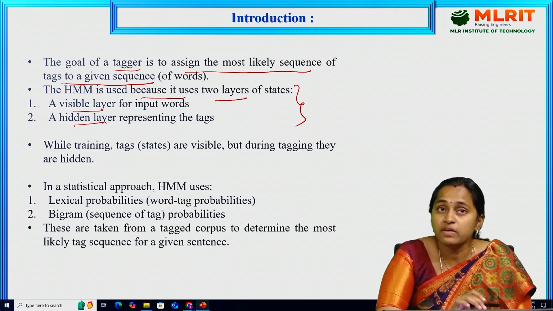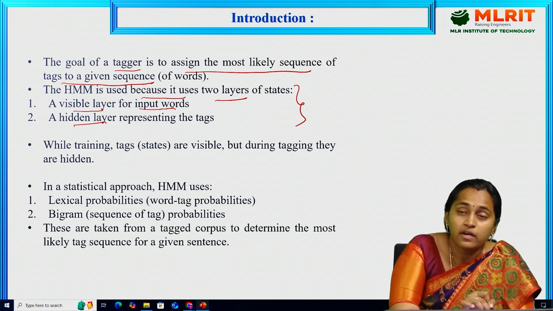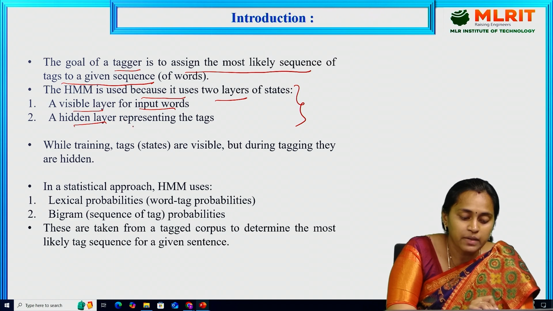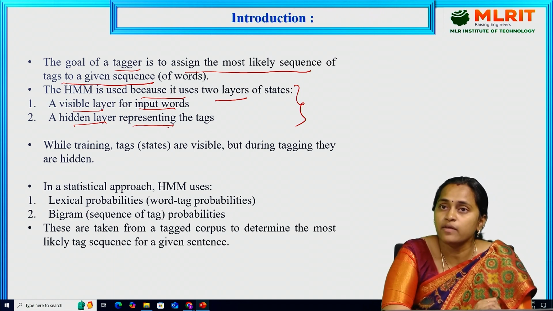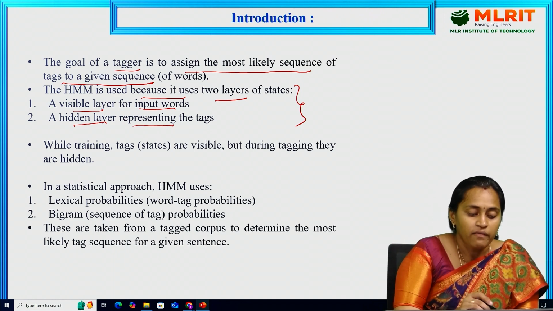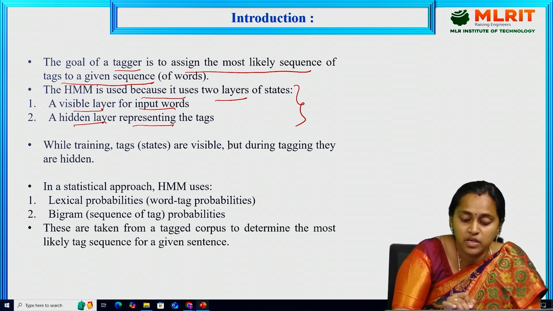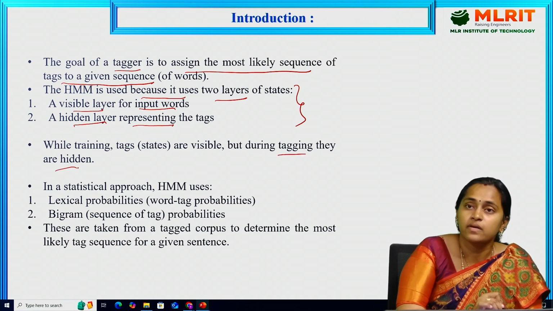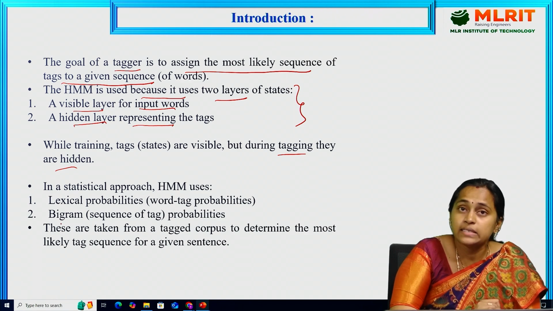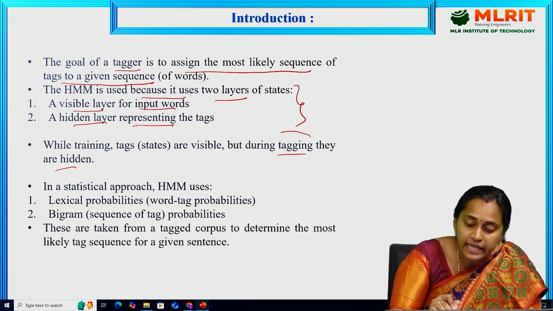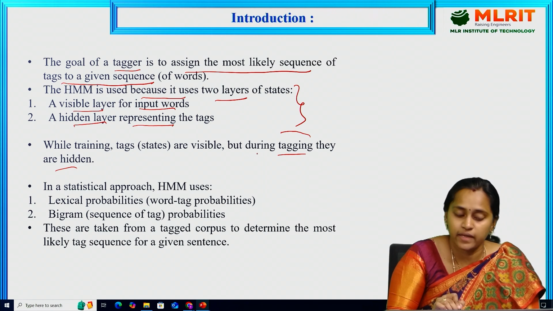Using the visible layer, we represent the input words, and using the hidden layer, we represent the tags. While training, the tags are visible, but during the tagging, they are hidden. Whenever I am training, the tags are visible, but they are not visible during the tagging.